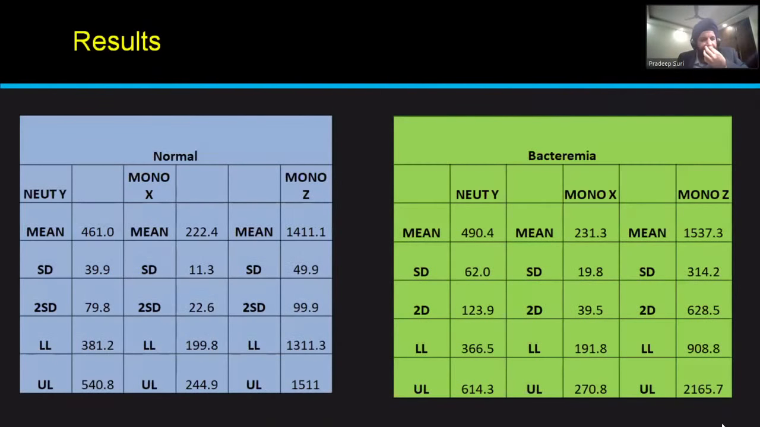So these are some of the results in the normal versus the bacteremia group. As you look at both mono-X and mono-Z, there is not much difference in the mean in the normal and the bacteremia group. But when you look at the Nut-Y, Nut-Y shows a significant increase in the bacteremia group compared to the normal subject. This difference was even further enhanced when we tried to differentiate the bacteremia from the septicemia group.